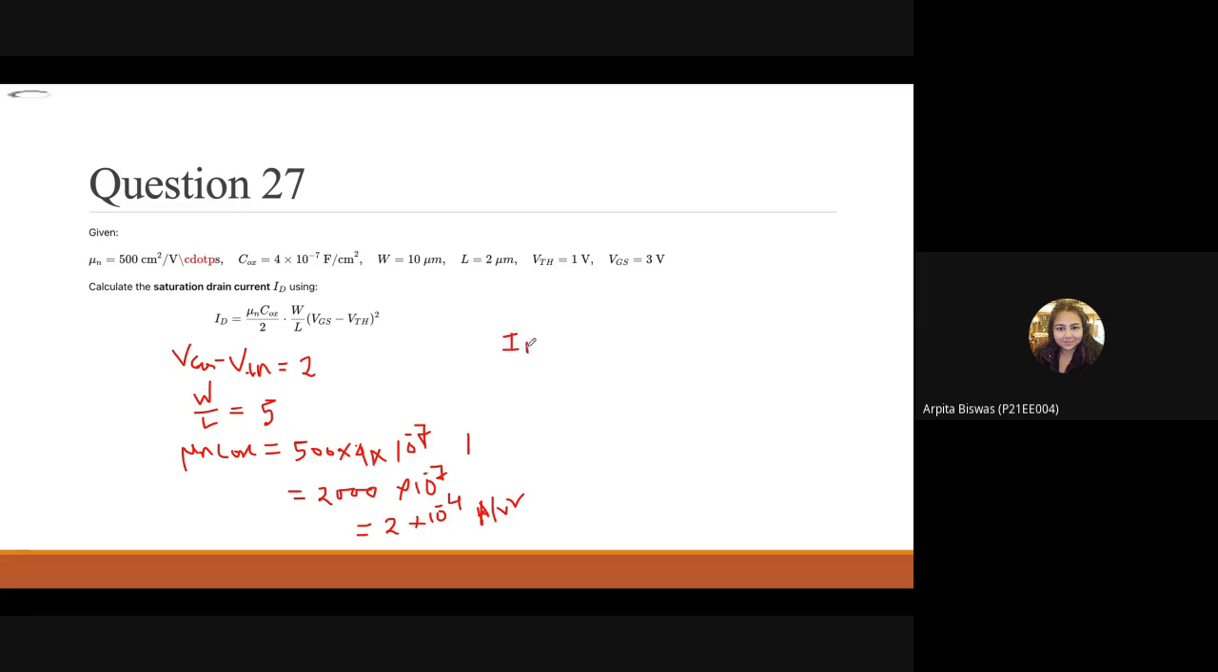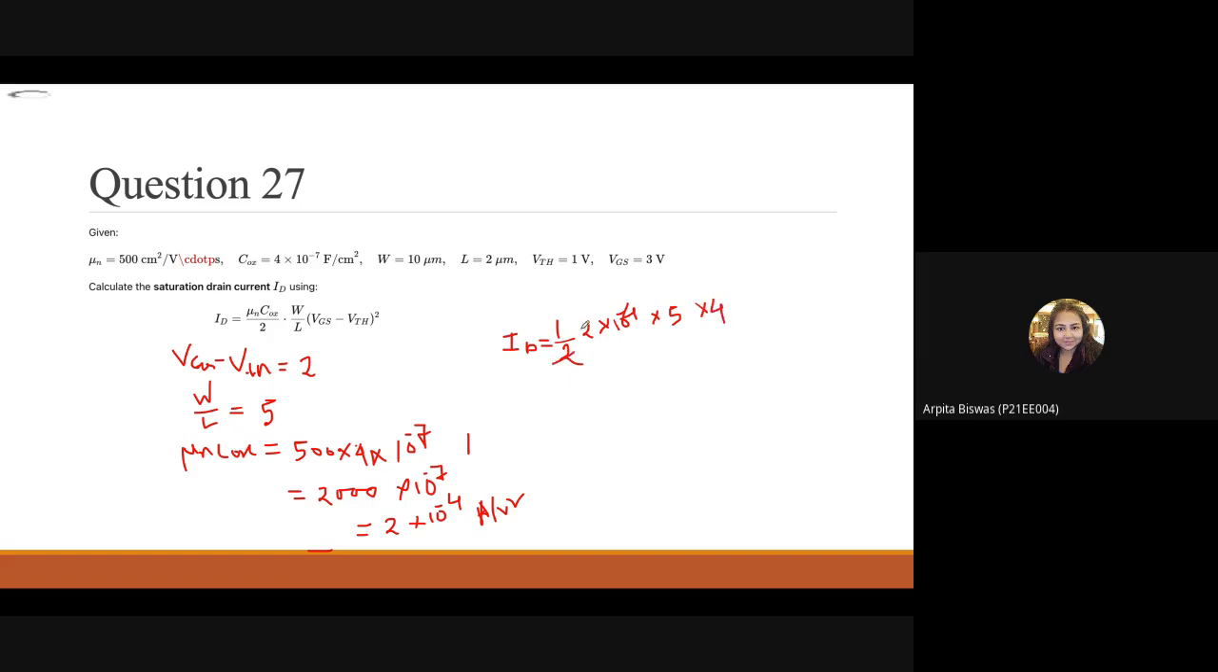ID equal to half of mu n COX. Mu n COX is 2 into 10 to the power minus 4, into W by L. W by L is equal to 5, into VGS minus VTH squared. What is the value of VGS minus VTH? It is 2. So 2 squared is equal to 4.